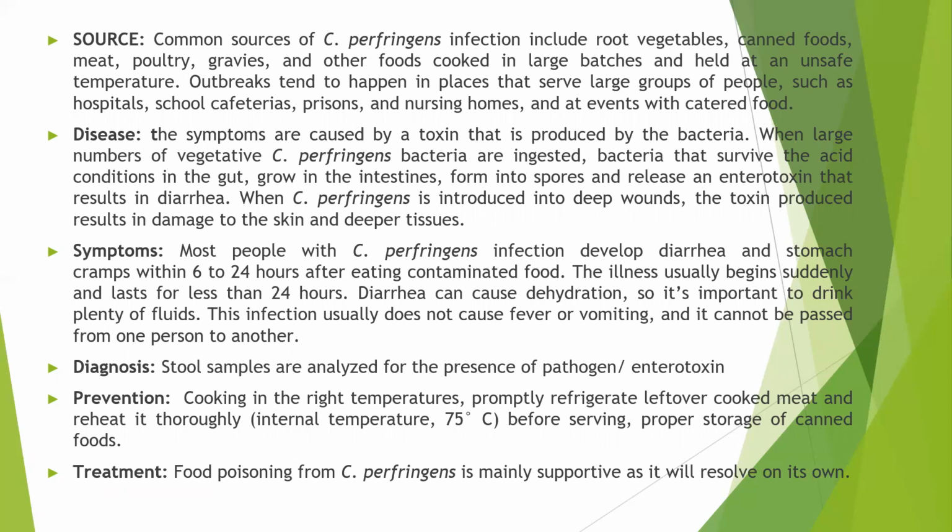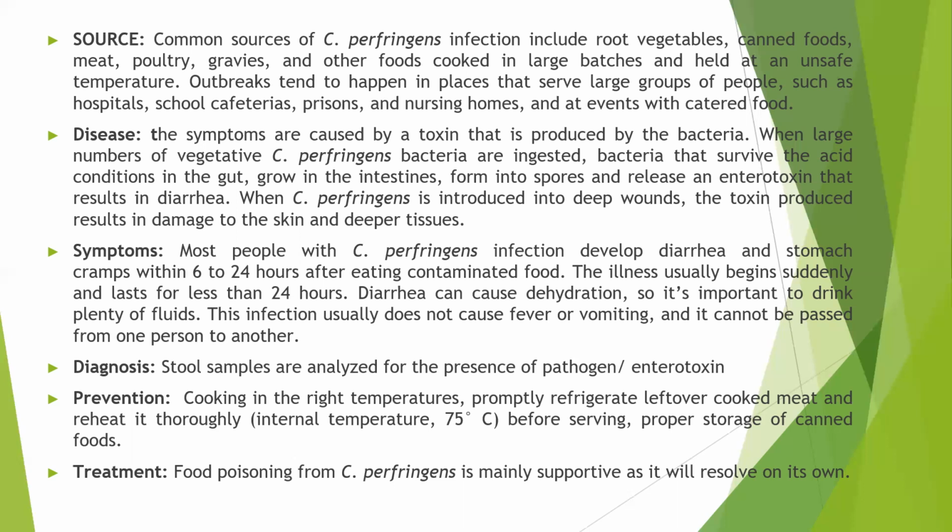Outbreaks tend to happen in places that serve large groups of people, such as hospitals, schools, cafeterias, prisons, nursing homes, and other events with catered food. The disease cycle: the symptoms are caused by a toxin that is produced by the bacteria. When large numbers of vegetative Clostridium perfringens bacteria are ingested, bacteria that survive the acid conditions in the gut grow in the intestines, form into spores, and release an enterotoxin that results in diarrhea.